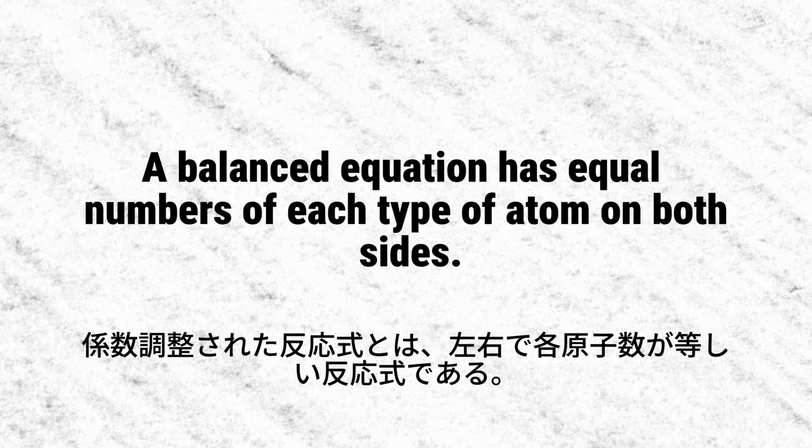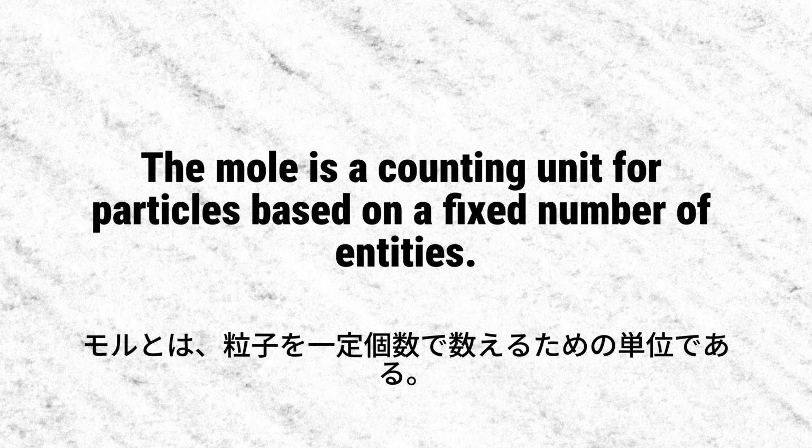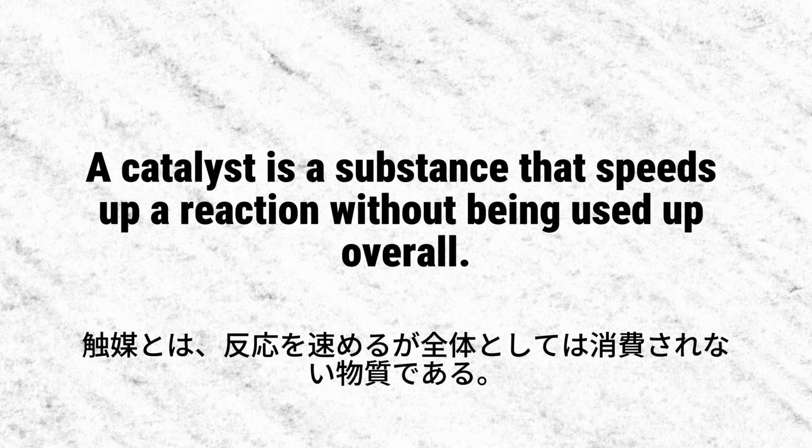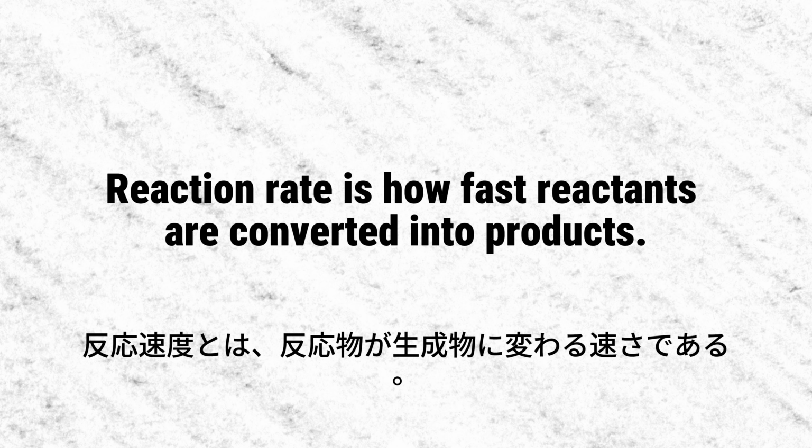A balanced equation has equal numbers of each type of atom on both sides. The mole is a counting unit for particles based on a fixed number of entities. Molar mass is the mass of 1 mole of a substance. A catalyst is a substance that speeds up a reaction without being used up overall. Reaction rate is how fast reactants are converted into products.